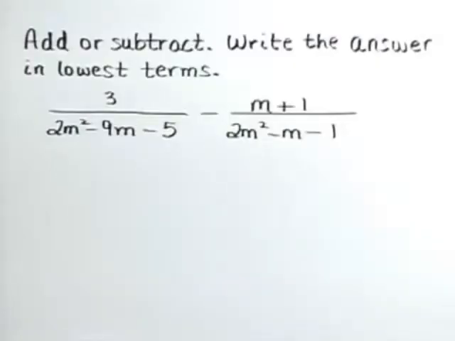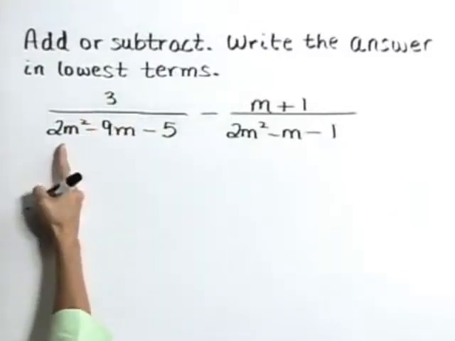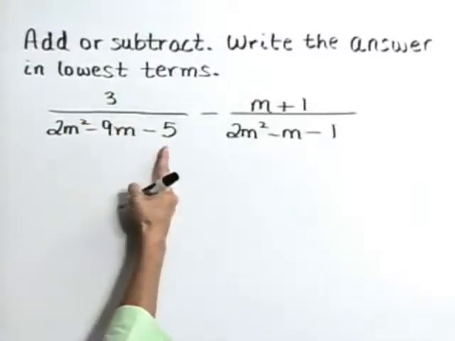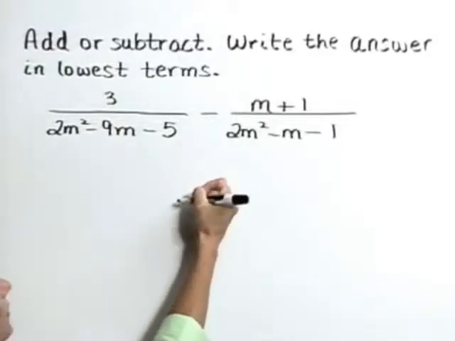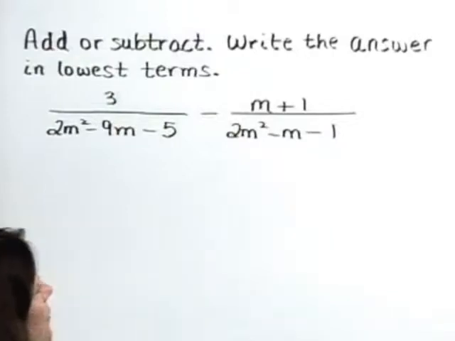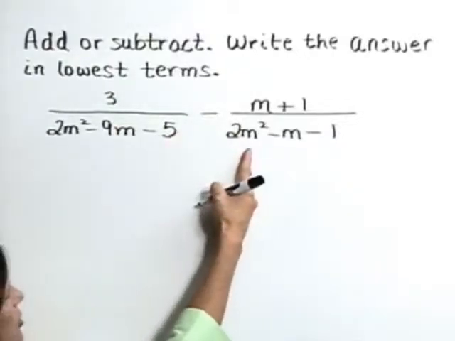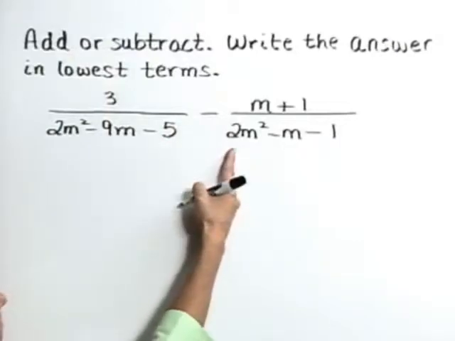Add or subtract. Write the answer in lowest terms. Here we have a subtraction problem: 3 over 2m squared minus 9m minus 5, minus m plus 1 over 2m squared minus m minus 1. In order to subtract these rational expressions, we need a common denominator.